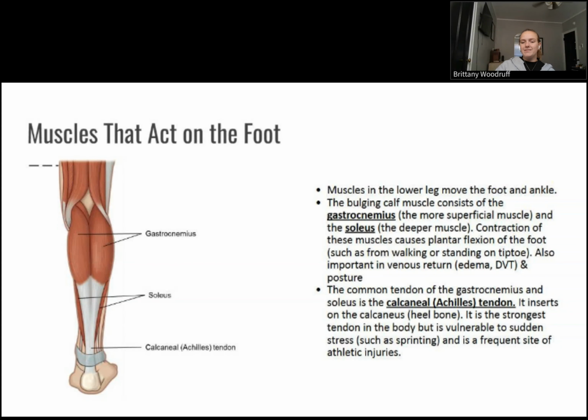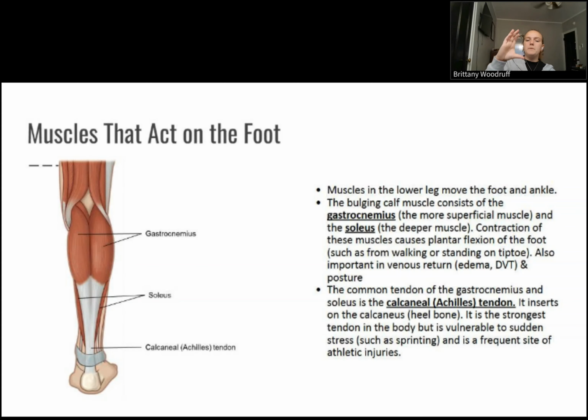It's also called the calcaneal tendon, because it attaches to this tarsal called your calcaneus. I've just always liked the word Achilles tendon better. So the gastrocnemius and the soleus together combine into this calcaneal tendon, this Achilles tendon. And that Achilles tendon is going to insert on that calcaneus, that heel bone. It is the strongest tendon in the body. However, it is vulnerable to sudden stress, so it is a frequent site of athletic injuries.